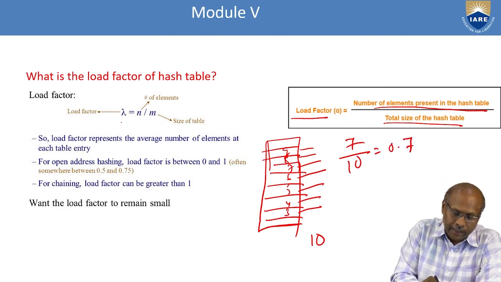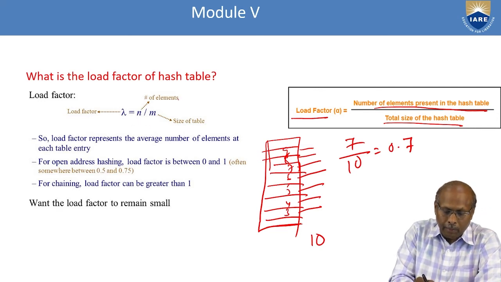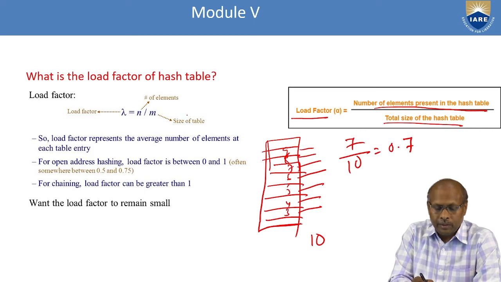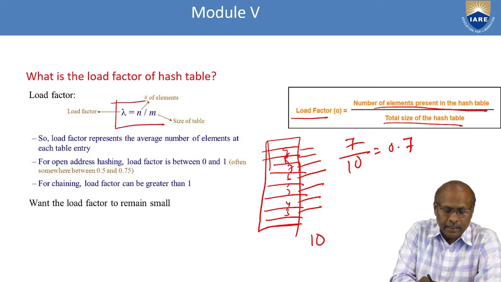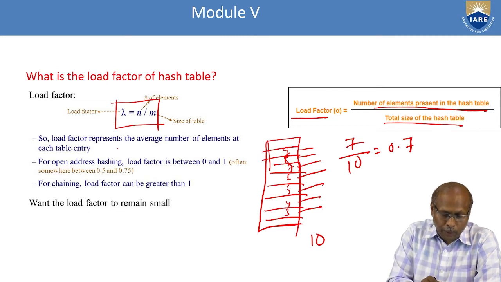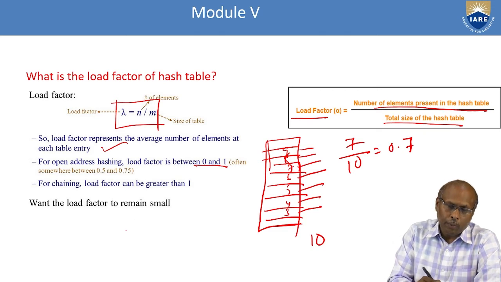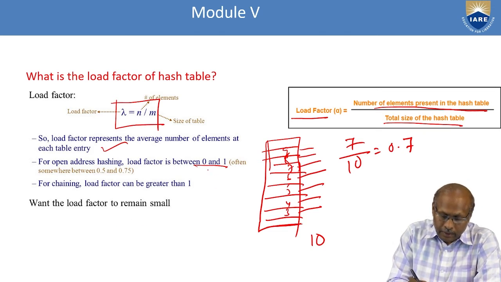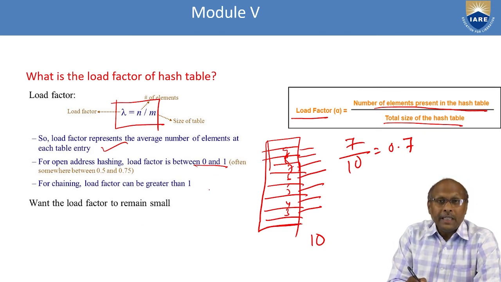The load factor is represented by the lambda symbol, that is n by m. N is the number of elements, and m is the size of the table. This is the general way of writing the hash table load factor. The load factor represents the average number of elements in each table entry. For open addressing, the load factor is between 0 and 1. So whenever you are using open addressing or open hashing, the load factor will be between 0 and 1.